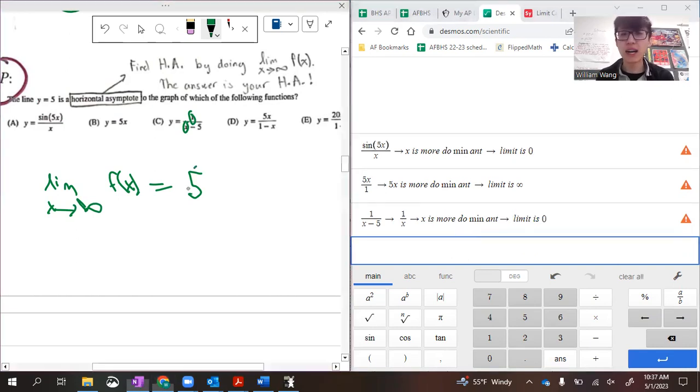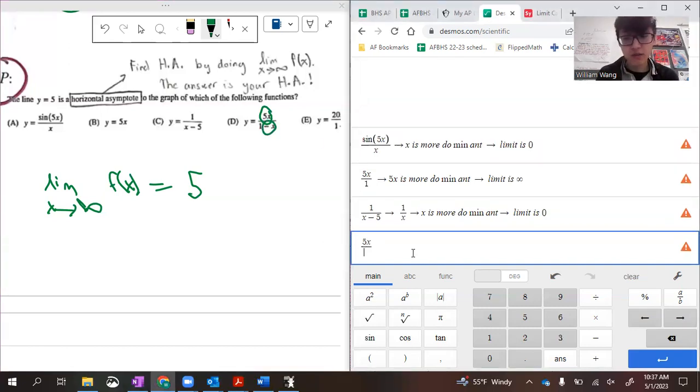Cool. So far I've not gotten 5 yet. Remember, I want to get 5. All right. Next one, 5x is the most dominant term, and also negative x is my most dominant term. So 5x divided by 1 minus x. My most dominant terms in the numerator and denominator are going to be 5x and negative x. Between these two, which one's more dominant? Well, actually, they both have x, so they're equally dominant. So I can cancel those out. 5 divided by negative 1. So negative 5. My limit is negative 5.